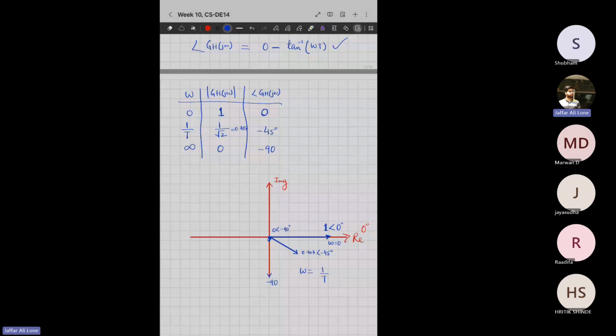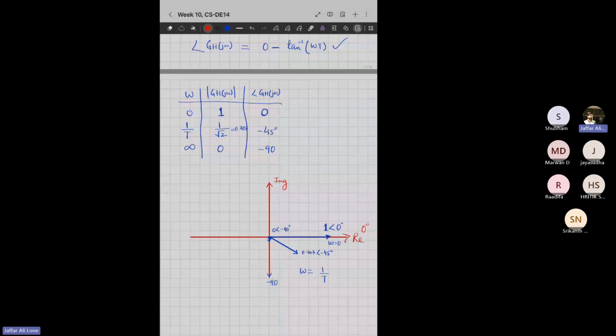Now what did I tell you at the last? The polar plot is actually the locus of all of these points. It started from here, then as omega tends to infinity, it goes like this, correct?